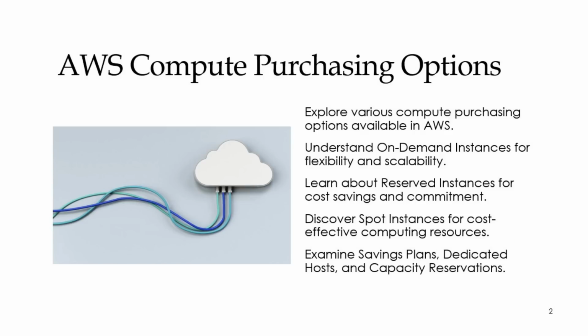AWS also offers savings plans, which are a more flexible way to save on your compute costs. These plans provide a balance between cost and flexibility. With savings plans, you commit to a certain amount of compute usage per hour, regardless of instance family, size, or region.